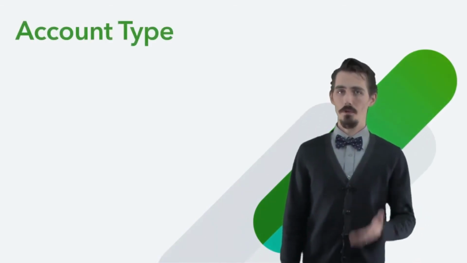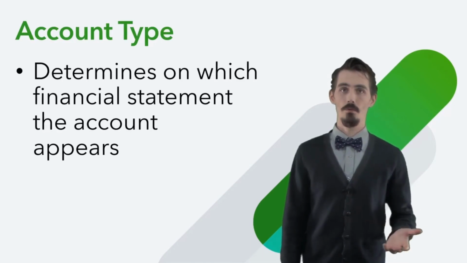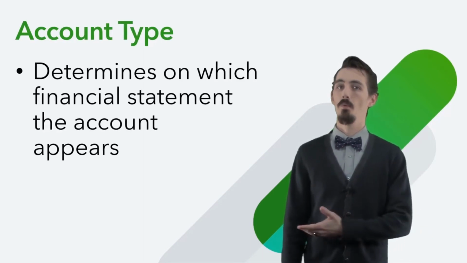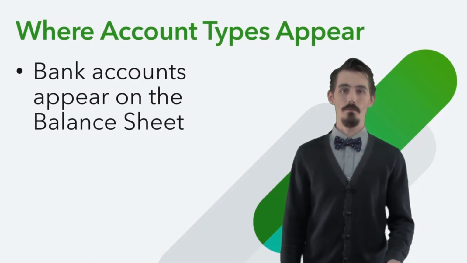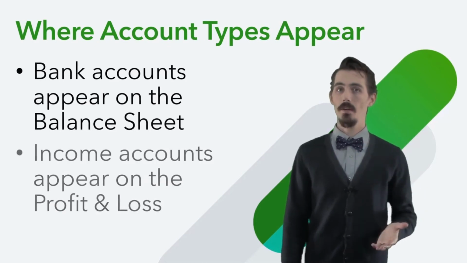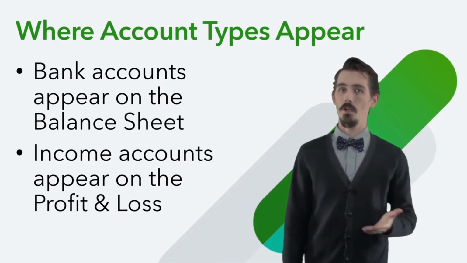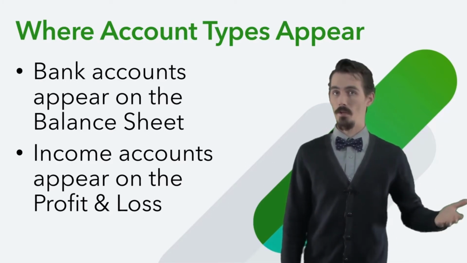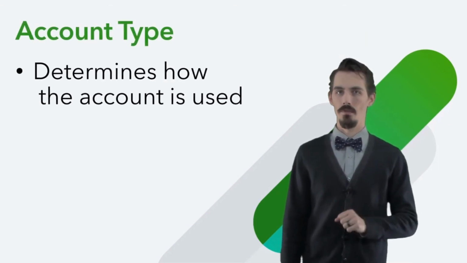The most critical choice you make when setting up an account is choosing the right type of account. Account types serve two purposes. First, QuickBooks uses the type to identify where the account appears on your financial statements. For example, a bank type shows on the balance sheet under the heading Checking or Savings. An income account shows on the profit and loss statement under the heading Income. If the account type is not correct, your financial statements will not be correct because your accounts won't appear in the right place. Second, the account type determines how QuickBooks uses the account.